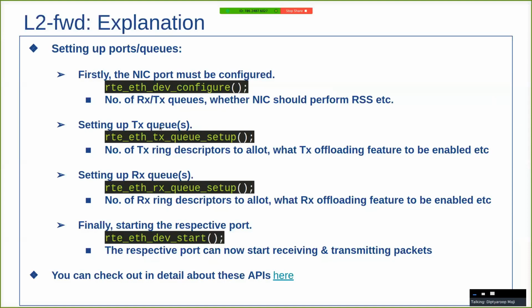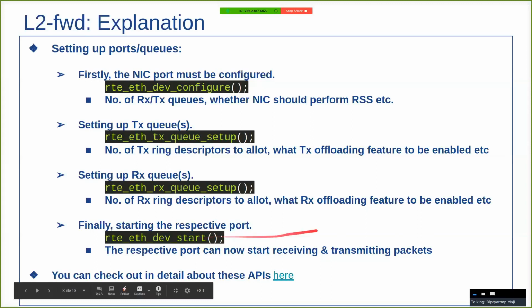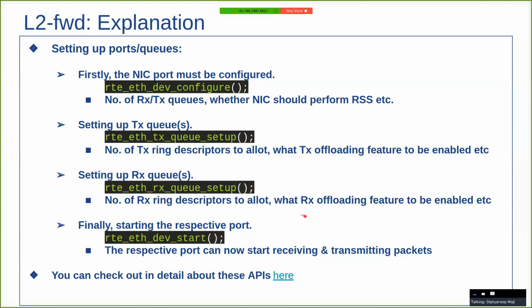Then we set up the TX queues, where we tell how many TX ring descriptors to allot, what TX offloading feature to be enabled, etc. Similarly, we set up the RX queues. By offloading feature, I mean that some processing is offloaded to the NIC instead of doing it in the user space. I'll be discussing offloading in a little more detail after one or two slides. Finally, we start the respective port via rte_eth_dev_start.